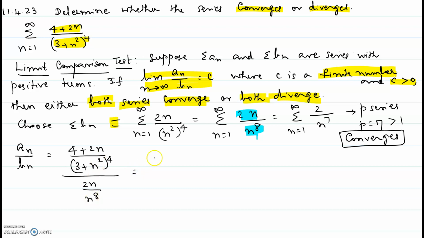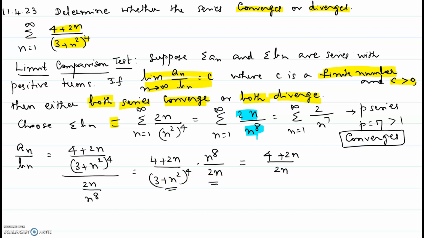Now the ratio, so we are going to flip and multiply. We are going to simplify this. It's 4 plus 2n over any term in the denominator, we will pick 2n. So in fact, I'm going to switch these two. The product is commutative, so whether you write (3 plus n squared) to the power 4 times 2n or 2n times (3 plus n squared) to the power 4, it doesn't matter. But here, how we want to divide is more important.